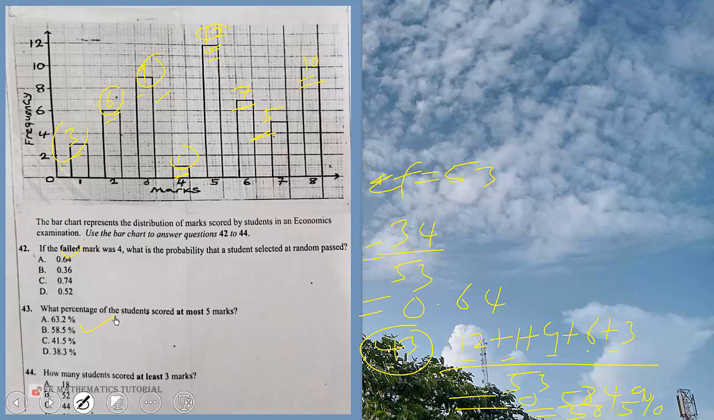And we're told to find how many students scored at least 3 marks. So 3 marks, 3 or more. 9 plus 1, that is 10, plus 12, that will be 22, plus 7, 29, plus 5, 34, plus 10, which is 44. So it's 44, which is option C.